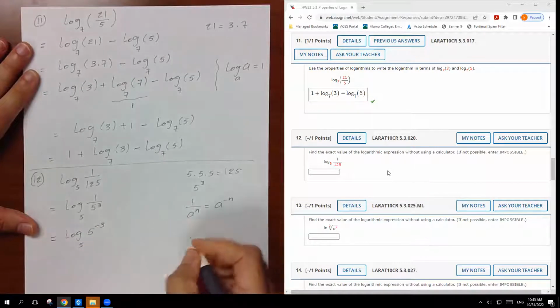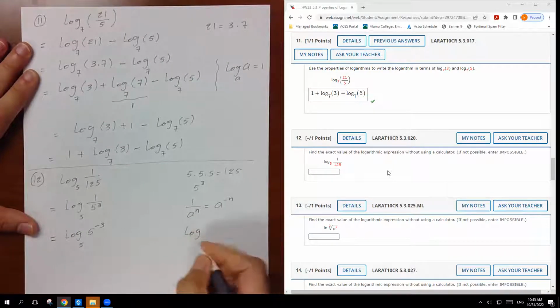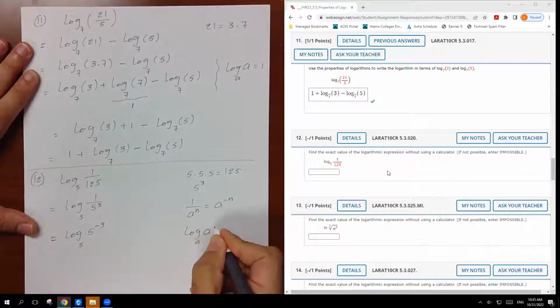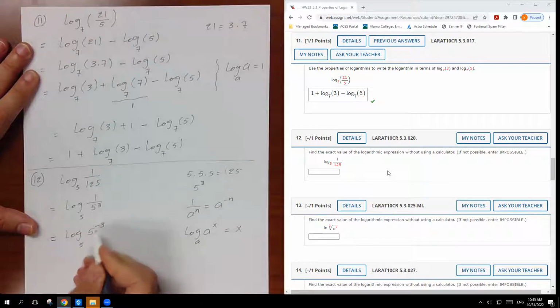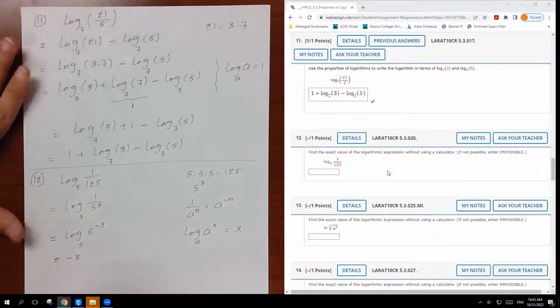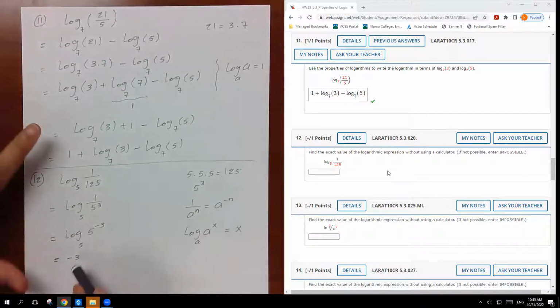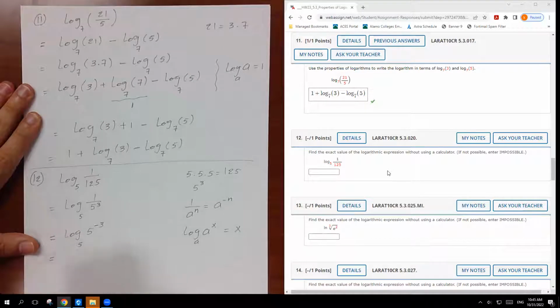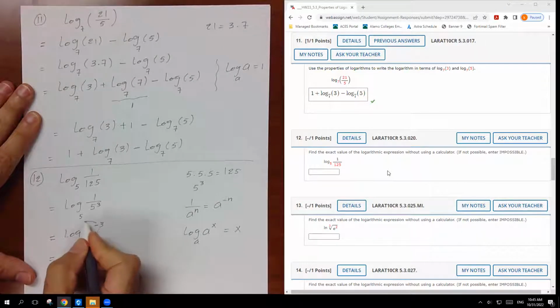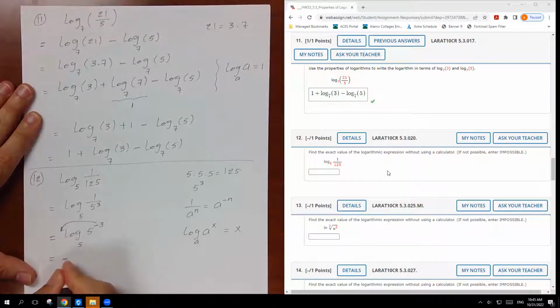Now, remember there is a rule that says if you have log to the base a of a to the x, the result is going to be just x. Here is the x, which is negative 3. Or there is another way. You can solve it by using this rule, or you can solve it by using the power property. That means I can move the exponent here. So it's going to be negative 3 log to the base 5 of 5.